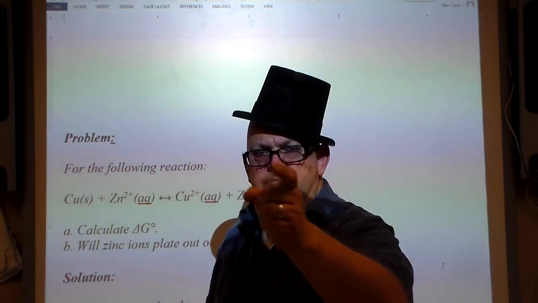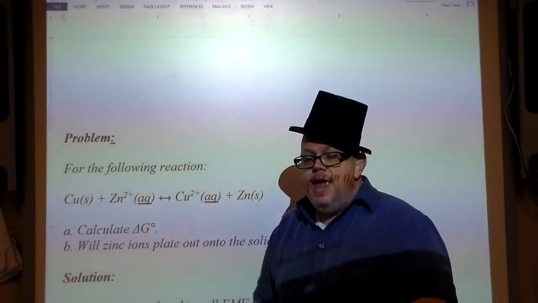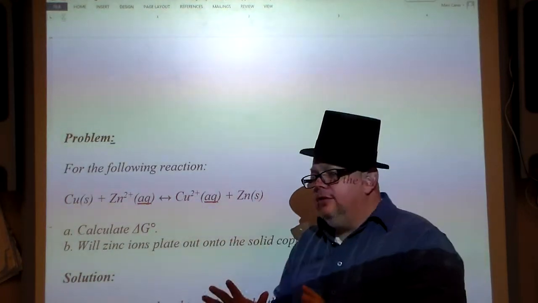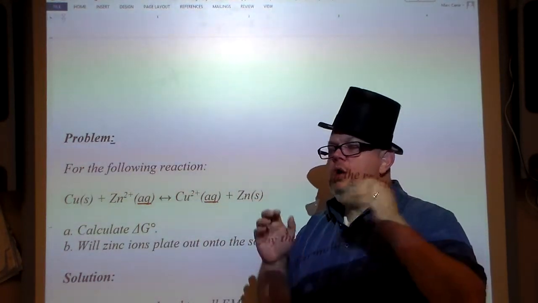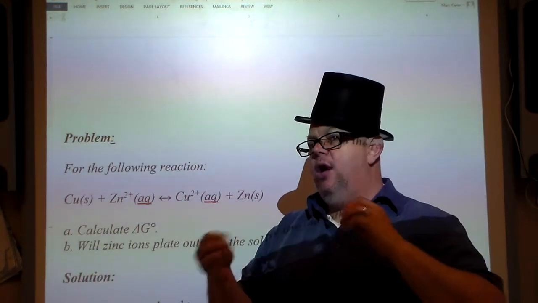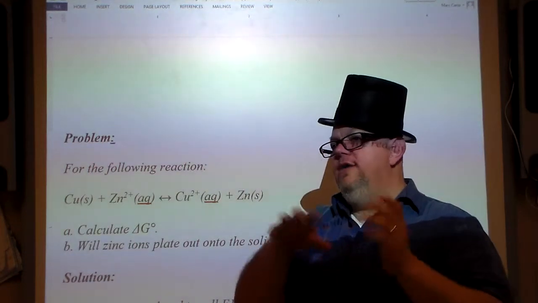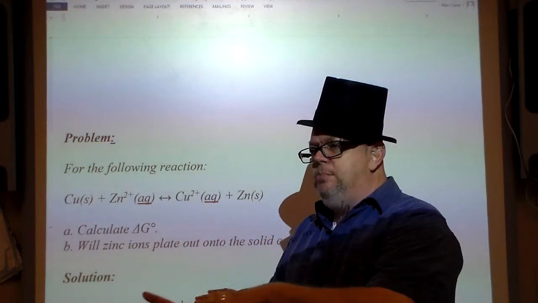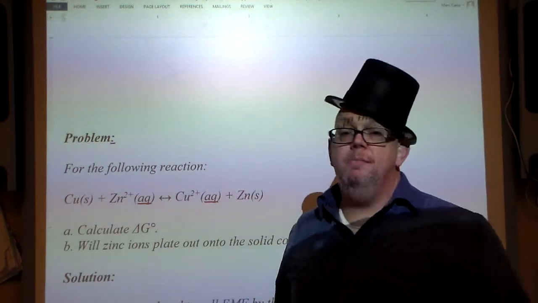Shocking revelation! Okay, today we're going to be looking at electrolytic cells. We're going to be looking at the free energy that's involved in it and how we can calculate if something is going to be deposited, if it's going to plate onto another metal.